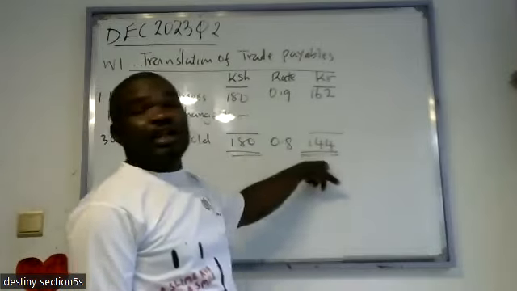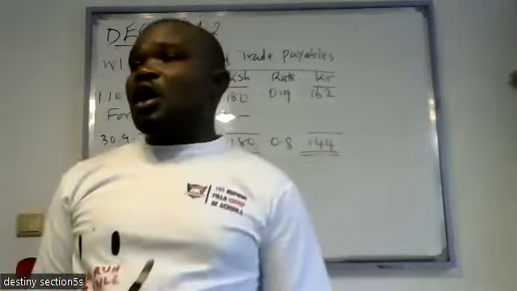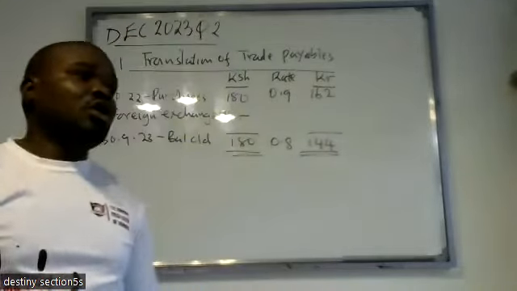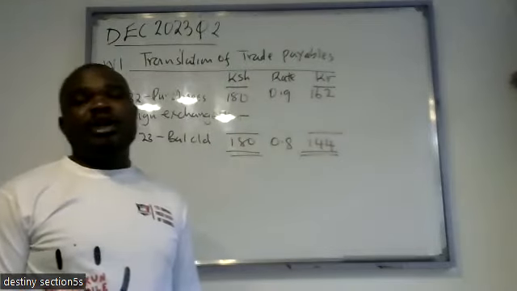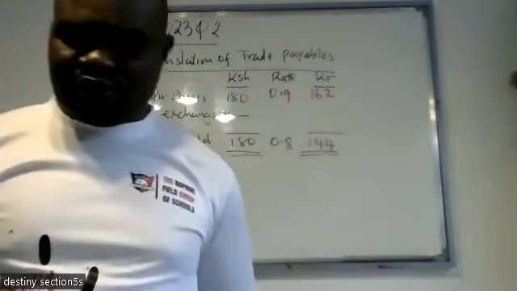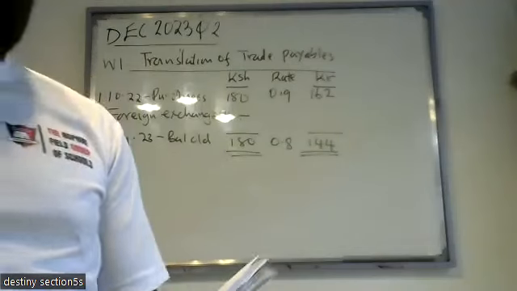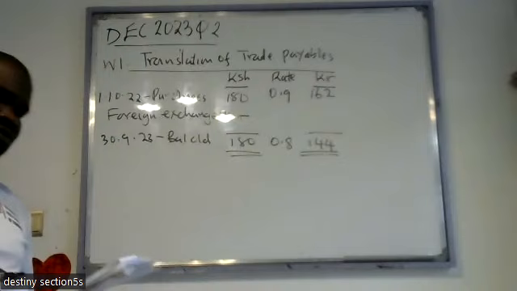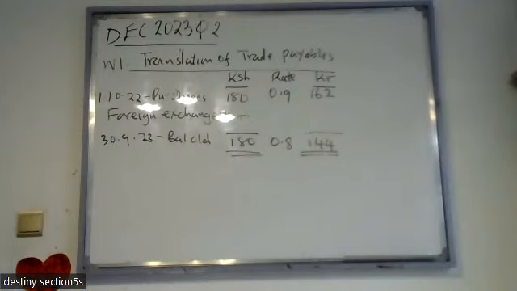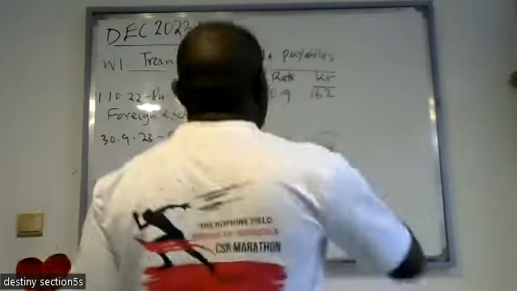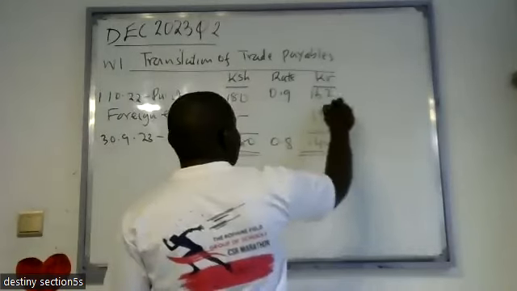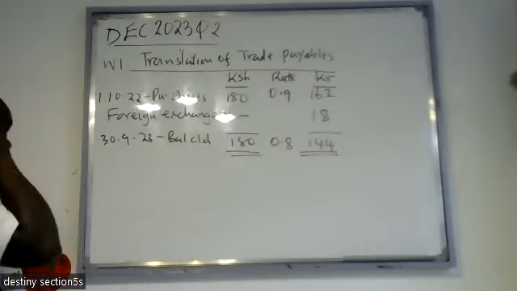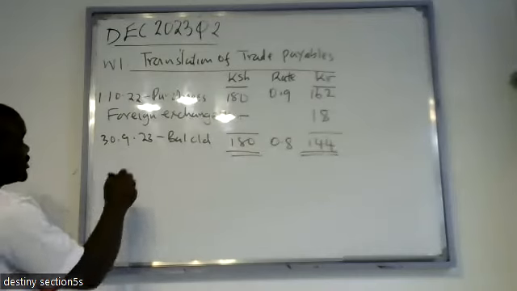So 162 minus 144, how much is the gain? They held payables for long. So that is a foreign exchange gain of how much? The difference? 18. So foreign exchange gain is 18. So that 18, at the end of the year, you will want to translate it.